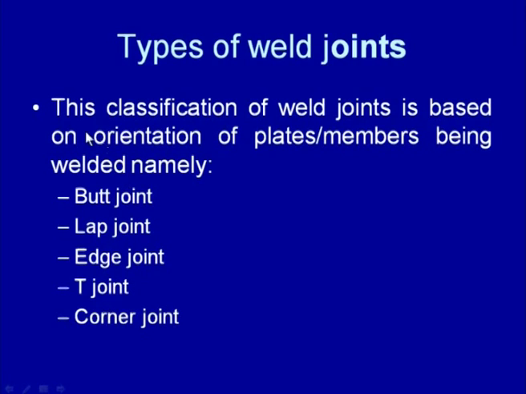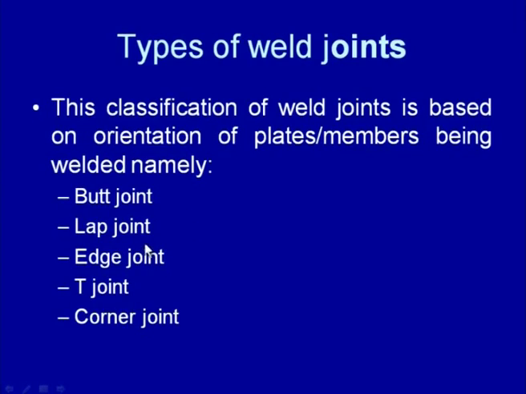Now, we will see the different types of welds which are commonly made for a variety of purposes, and the classification of the weld joints is normally based on the orientation of the plates to be welded. We have seen the types of joints based on the orientation of the plates in an earlier section. Here, these are the types of weld joints, not the types of weld, and this classification is based on the orientation of the members or the plates to be welded, and these are butt joint, lap joint, edge joint, T joint and corner joint.